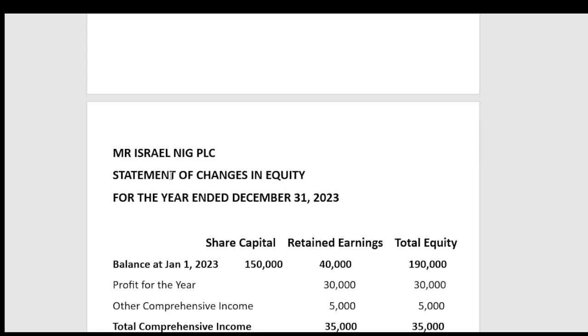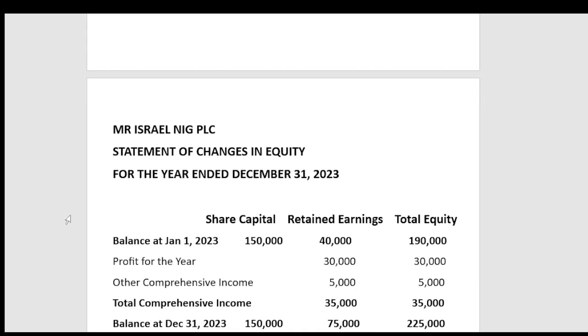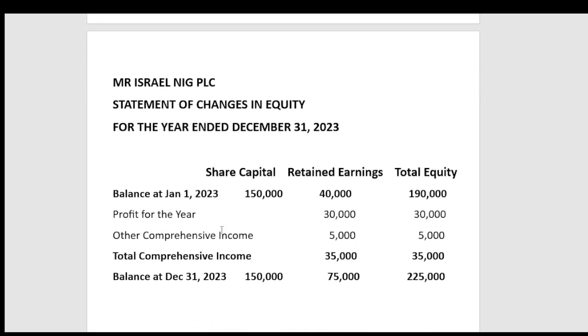The components of financial statement here is what? The statement of changes in equity for the year ended, and then the reporting figures will be here. Now, if you check some statements of changes in equity, you see preference share, ordinary share. You still see revaluation, right? But here I just decided to use share capital, reporting currency Naira.